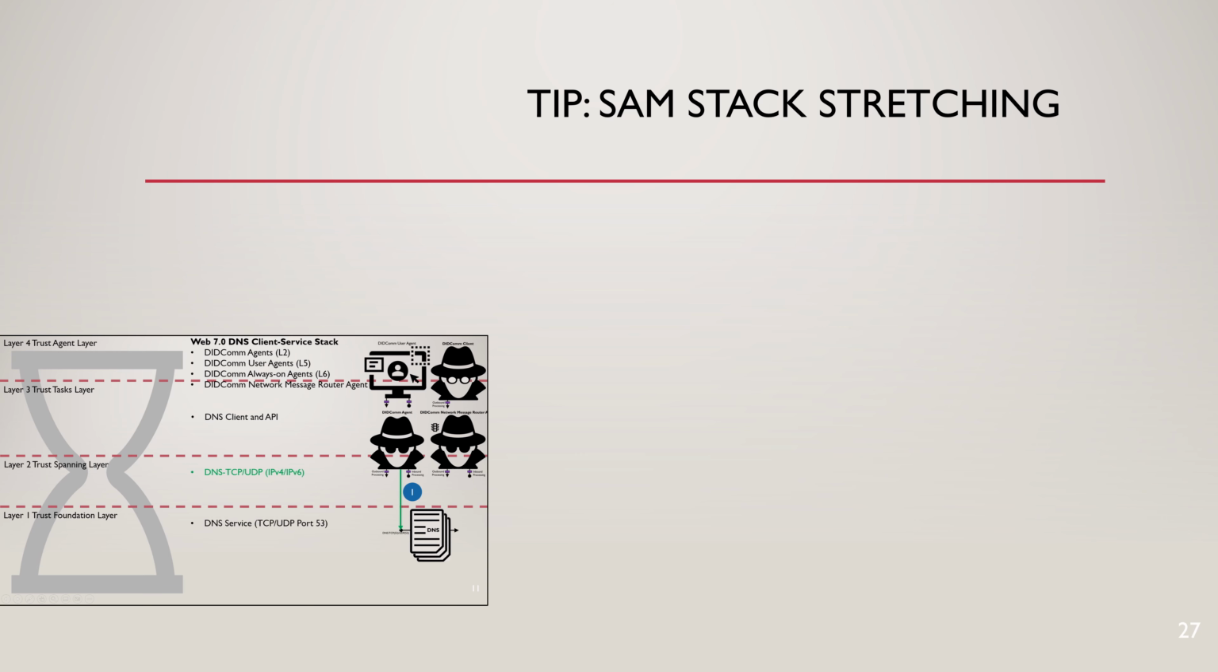So we run into a problem right away with SAMstack 1, because what we've actually mixed on that slide is we have the agents, which typically are speaking DIDComm, but they do have to talk to a DNS server, so they're using DNS over TCP/IP. So there's something we call SAMstack stretching, which is a technique you need to use sometimes during this stage of the synthesis process. So what we're going to do is essentially take that SAMstack and split it into 2.